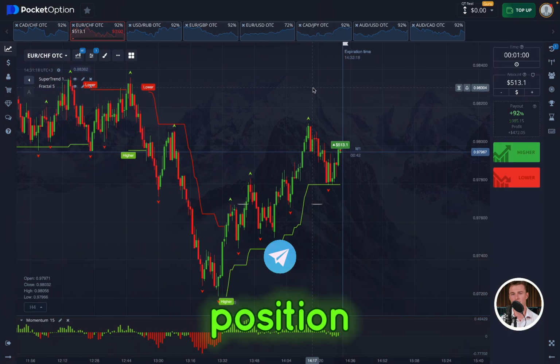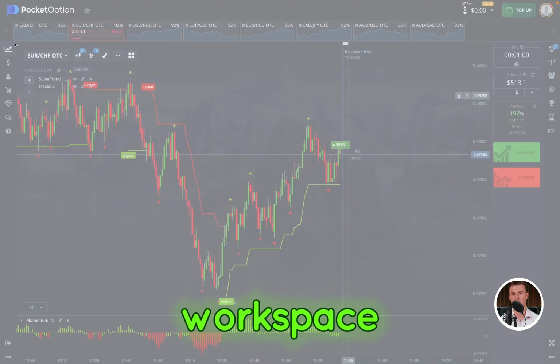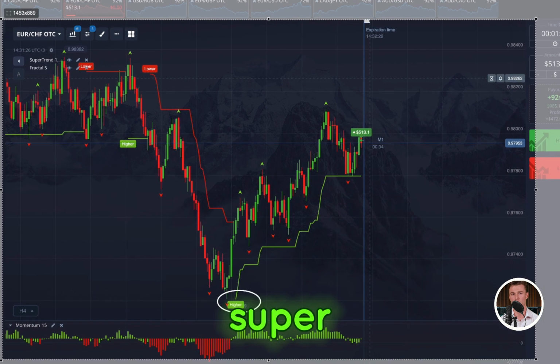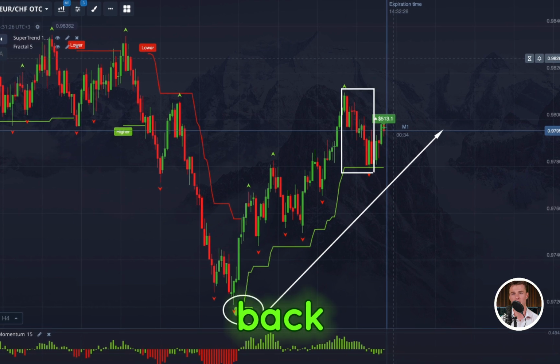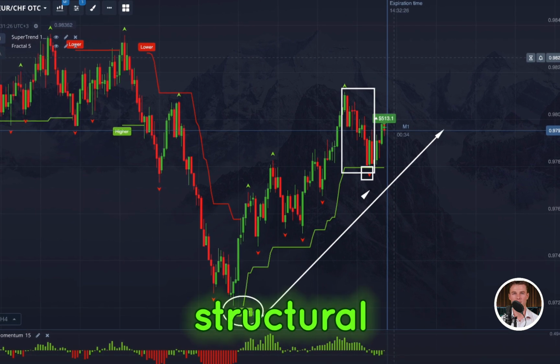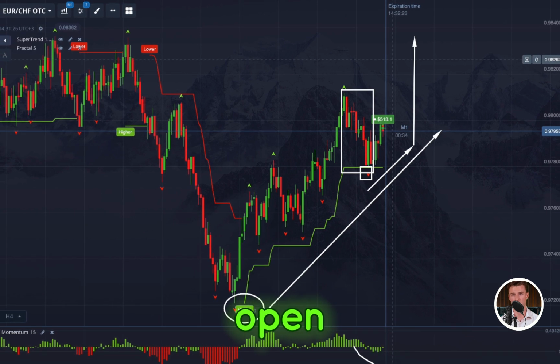Let's open an upward position here. I won't get tired of repeating, but the entry logic remains exactly the same. We'll highlight the workspace. And first of all, the super trend position shows an upward trend. There was a rollback. A structural minimum has formed. The structural maximum should be updated now. So far, it has not, so we can open a deal to increase.